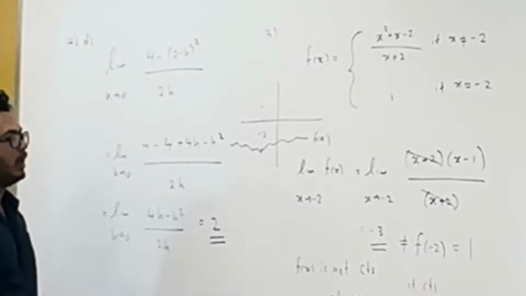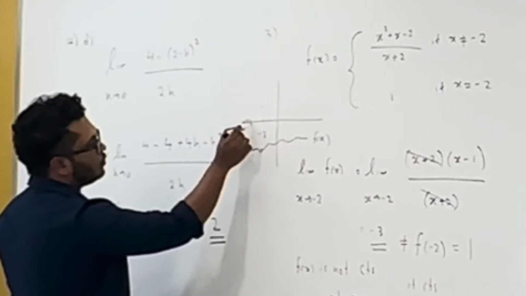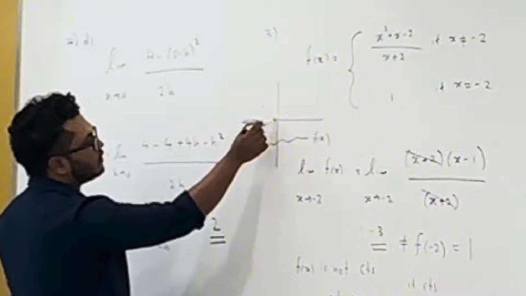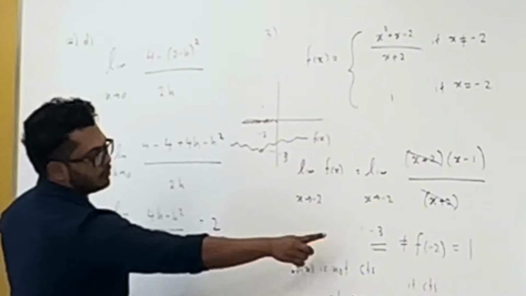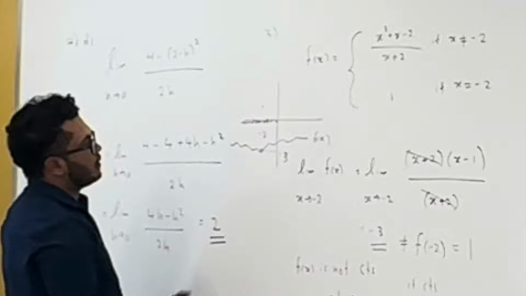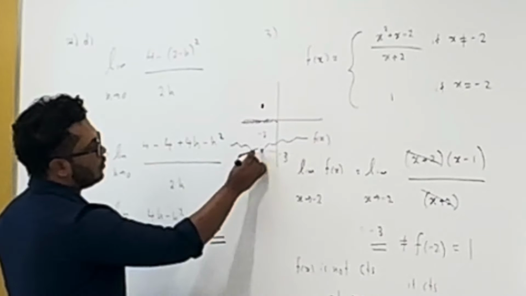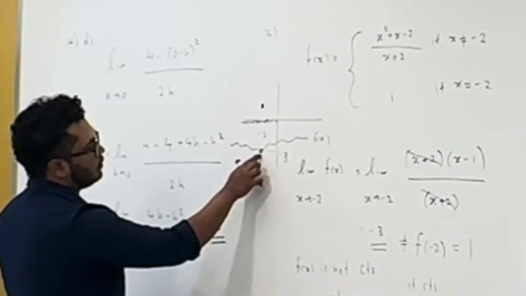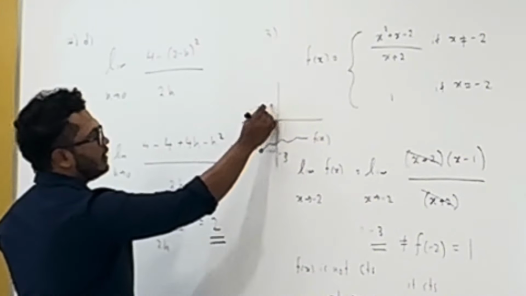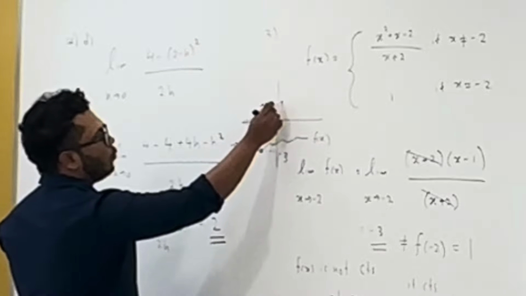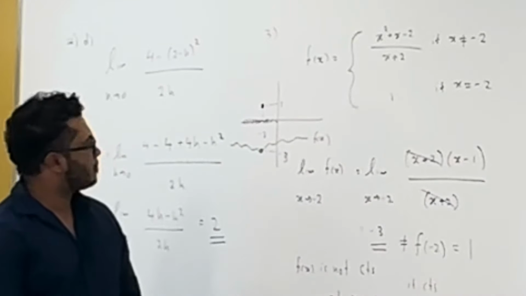It's not exactly like that, but I want to tell you when you come to negative 2 from the left side or right side, you get the value negative 3. That's what you got here. But the function value really is sitting here. That means there's a hole here. That point is located at (negative 2, 1). So that's the function value. Okay.